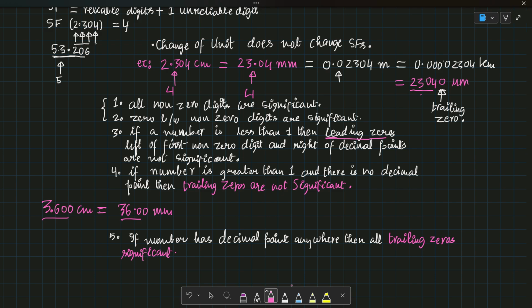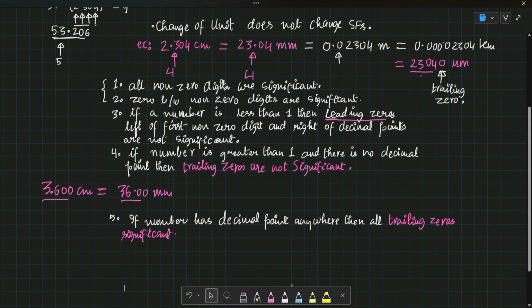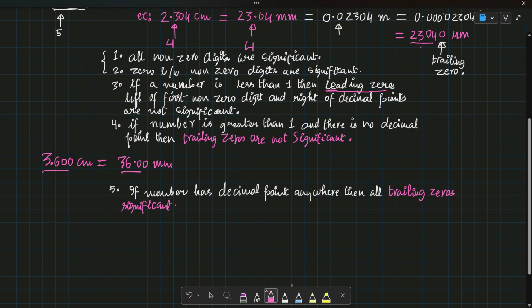So to remove this confusion about trailing zeros, what we do is express the number in terms of exponent.